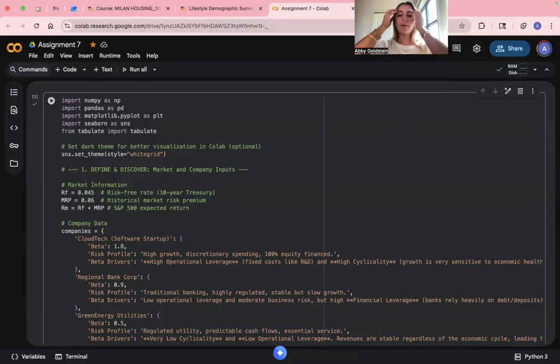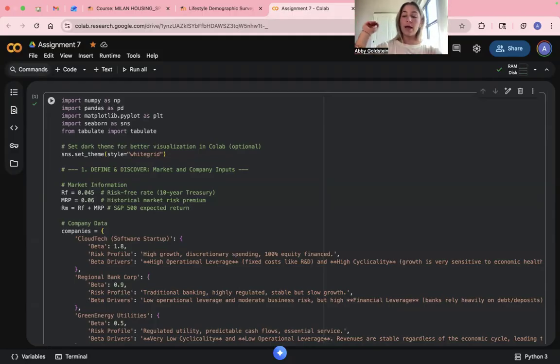And today I'm going to be presenting our analysis for the required returns of three potential venture capital investments using the capital asset pricing model, or CAPM. Our mission was to evaluate three companies with drastically different risk profiles: a high-flying tech startup, a stable regional bank, and a regulated utility to determine the cost of equity. We followed the driver framework to guide our analysis.